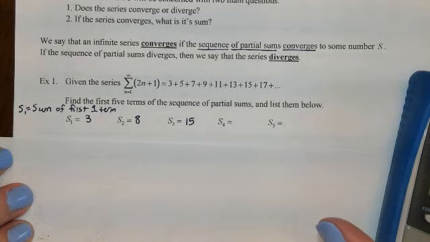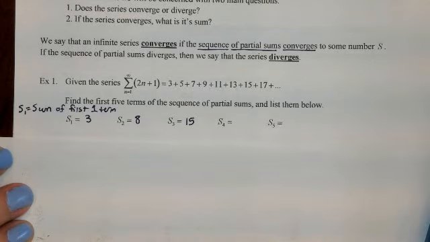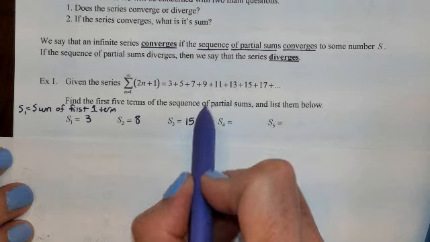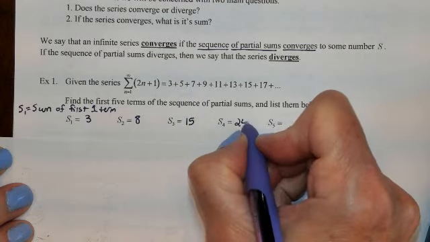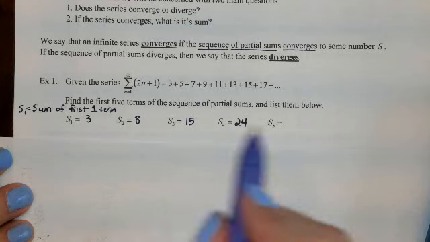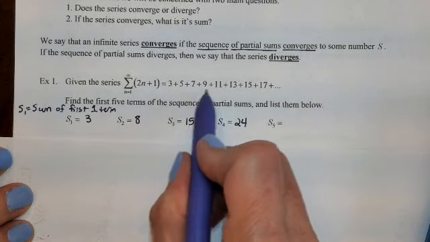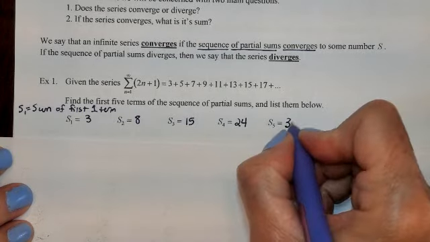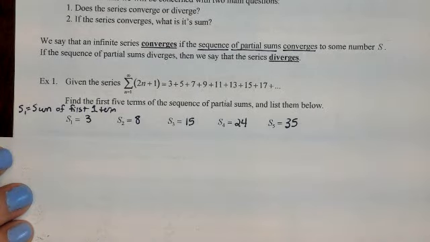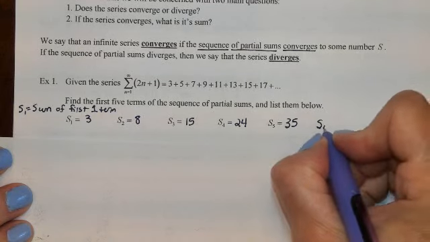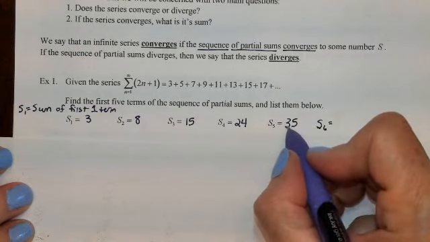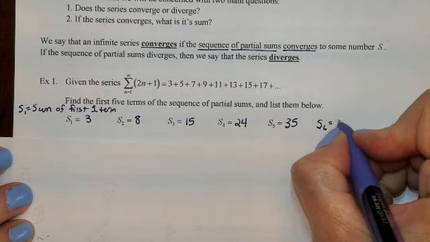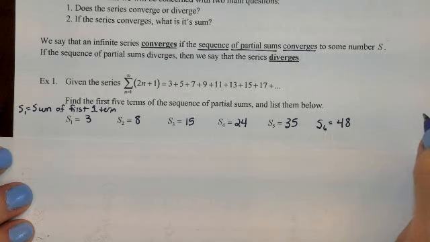Okay. S sub 4 is the sum of the first four terms. So 3 plus 5 plus 7 plus 9, right? S sub 5 is the sum of the first five terms. So I know I'm adding 11 to 24, right? Okay. What is this sum doing? I didn't have us go to the sixth term, but what would that have been? We would be adding 13 to 35, so 48, right?